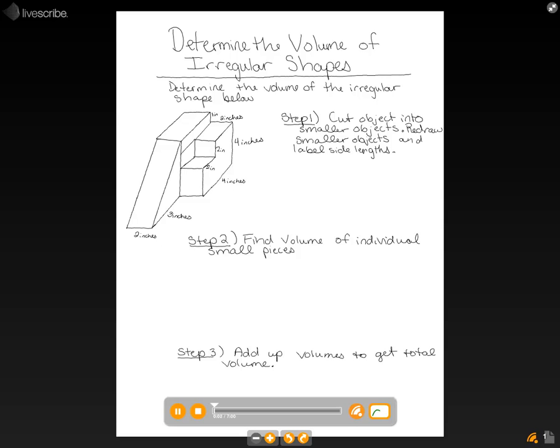In this video, we're going to talk about how to determine the volume of irregular shapes, and that is 3D shapes. So we're going to determine the volume of this irregular shape that I've drawn here to the left. And our first step to find that volume is to cut the object into smaller objects that we know how to find the volume of.